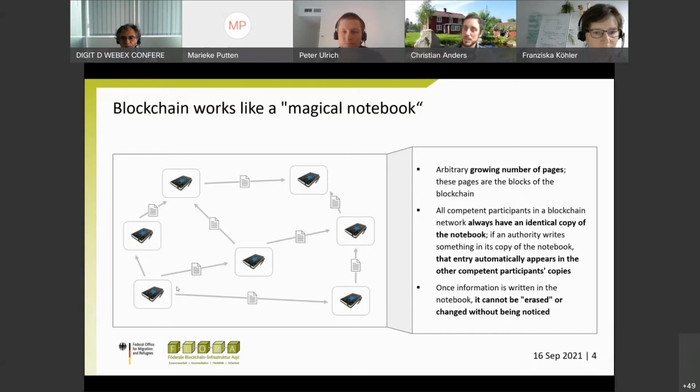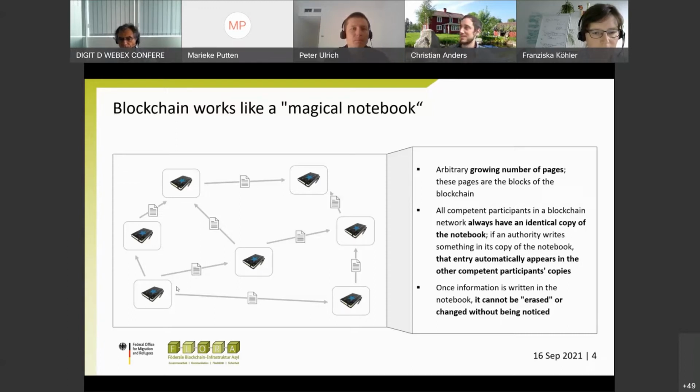arbitrary growing number of pages, and these pages are considered the blocks of the blockchain. All of these pages are connected to each other via the binding of the book, and you can see this binding is the connection between those blocks. And all the participants within a certain blockchain network have or receive an identical copy of this notebook.